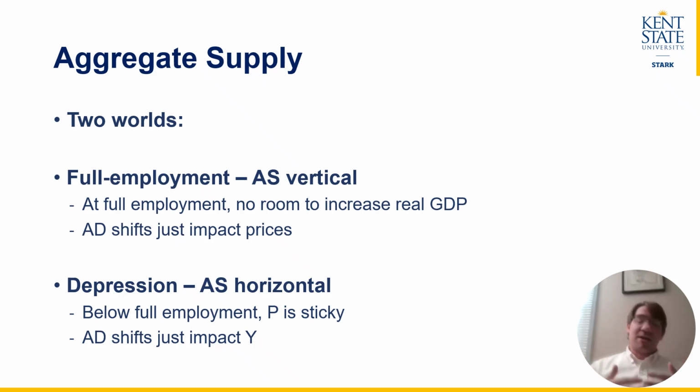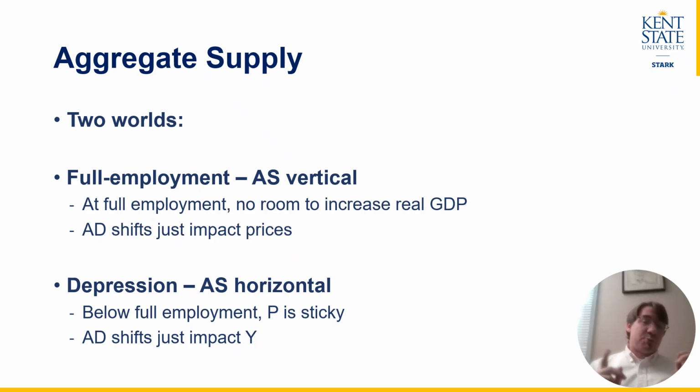Now, in a state of full employment, what aggregate supply looks like in the Keynesian system is that it's perfectly vertical, which means that at higher price levels, we can't produce any more. We're operating at capacity at this point. Full employment, that's at capacity. So there really is no room to increase real GDP. So the only thing that aggregate demand can impact, at least if it increases, is that it will just drive up prices. That's it. There's no room for it to have any kind of stimulative impact there.